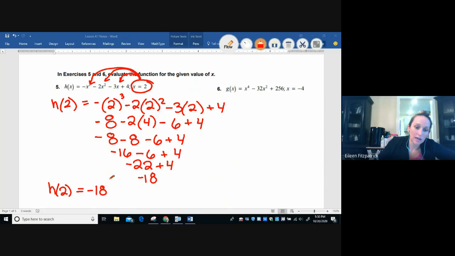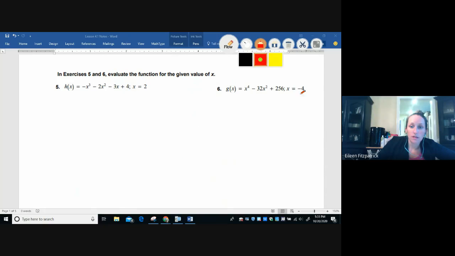Again, this notation is saying I evaluated the function at 2. I plugged 2 in for the function, and my output is -18. Okay. Let's do the next one. This time we're substituting in a -4. So left-hand side is just notation, g of -4. The right-hand side is where we do all of our work. -4 to the 4th minus 32 times -4 squared plus 256.